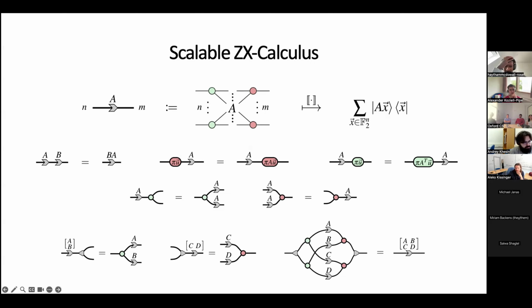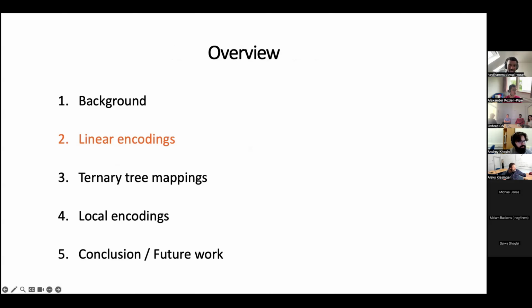Is there anything else I need to say about scalable ZX or matrix arrows? I don't think so. But the takeaway from this section is that matrix arrows are very convenient because they compose nicely. You can push Z spiders and X spiders through them. They have their own copy rules associated with them, and you can stack them and break them apart very nicely and conveniently using scalable ZX calculus. So that's the end of the background section. Before I move on to talk about linear encodings, do we have any queries, questions?